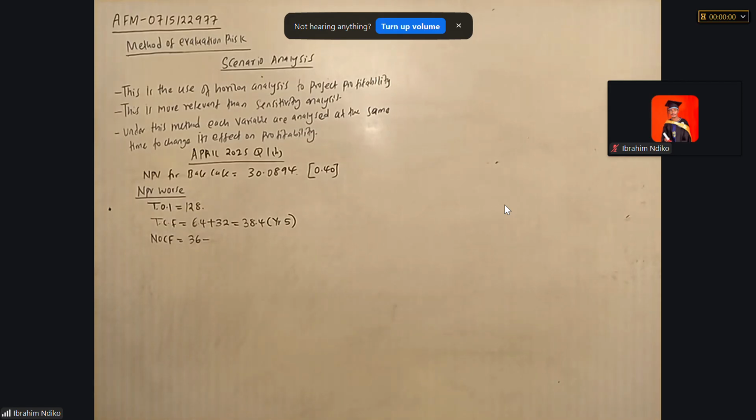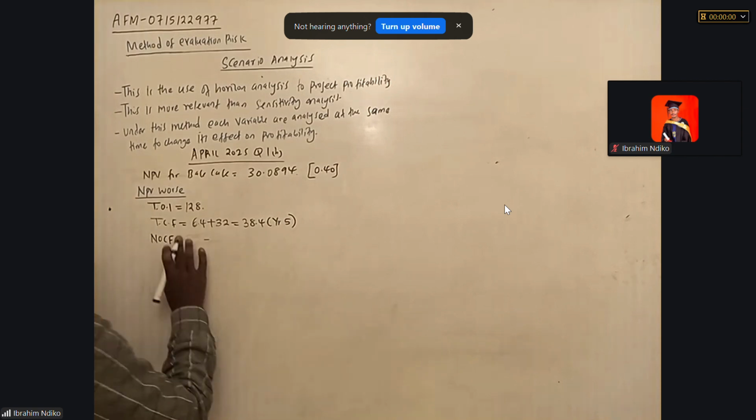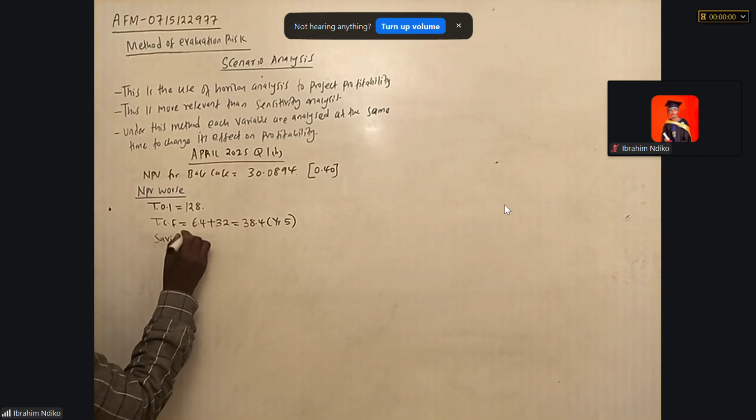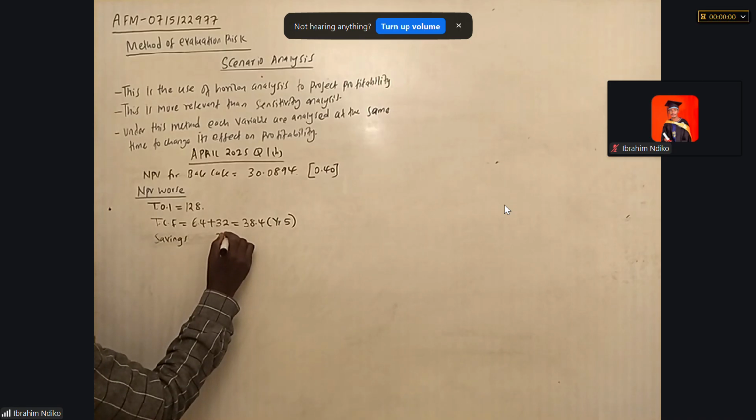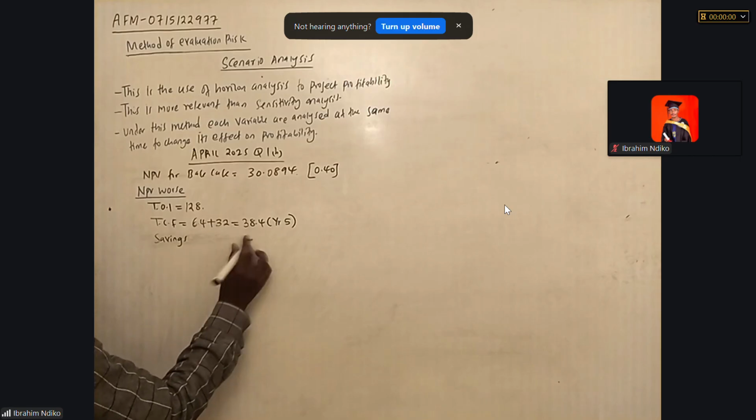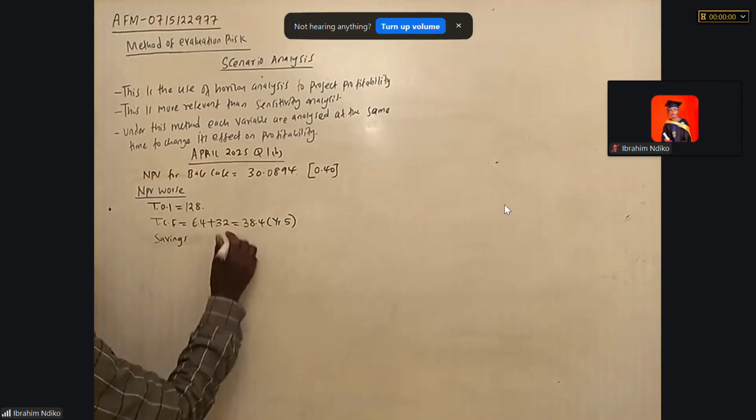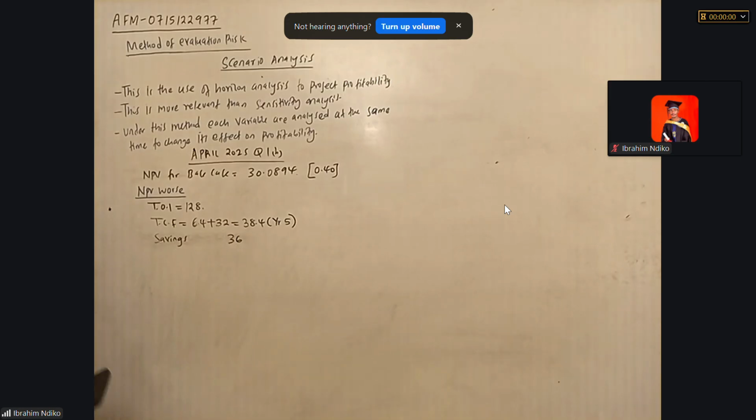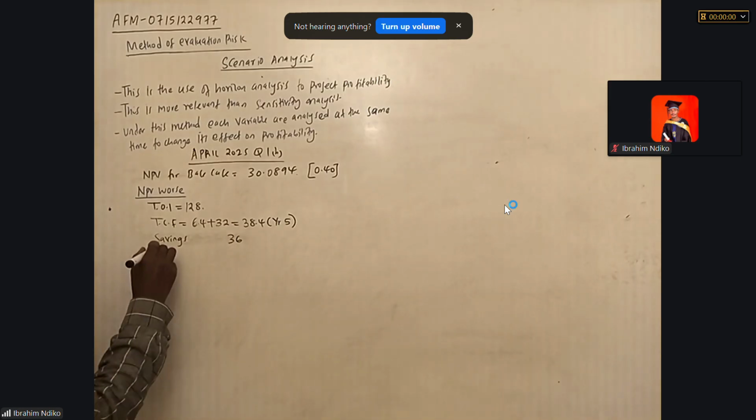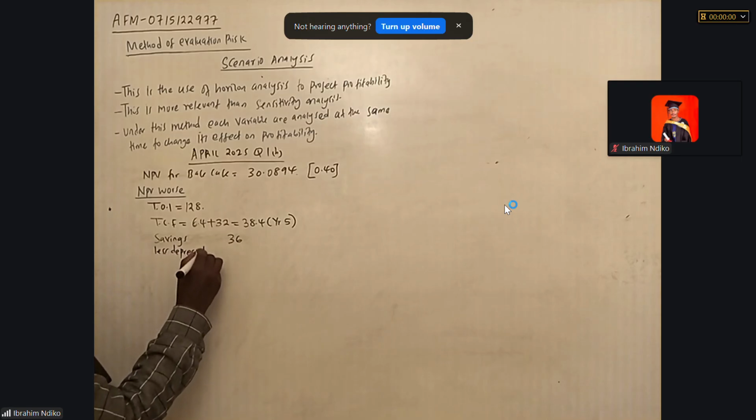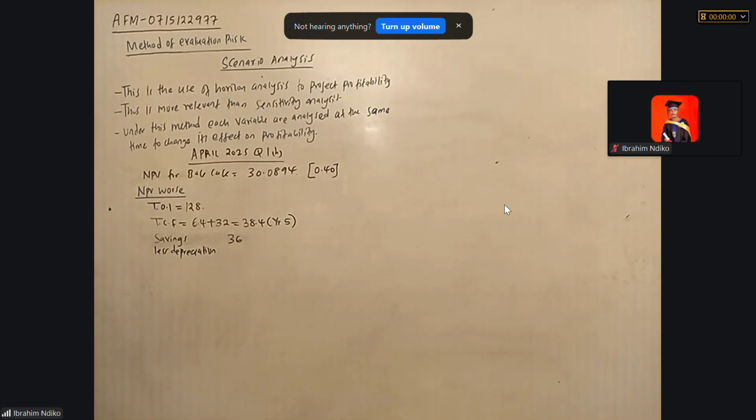So you remember the formula? Or we can just draw it. You start with savings. How much are the savings? Savings are 54. Not really, 36. Or 36 savings. Then you are supposed to less depreciation, right?